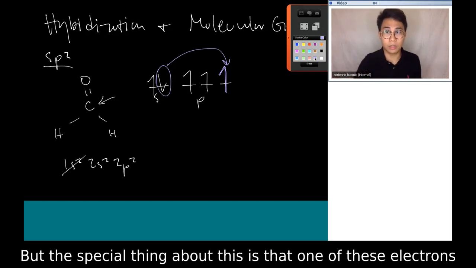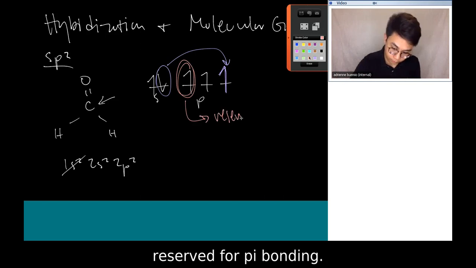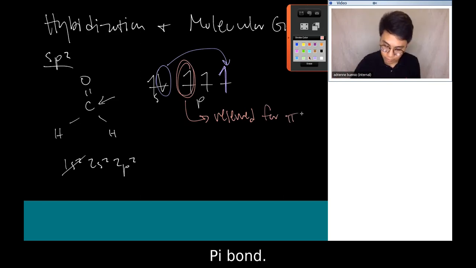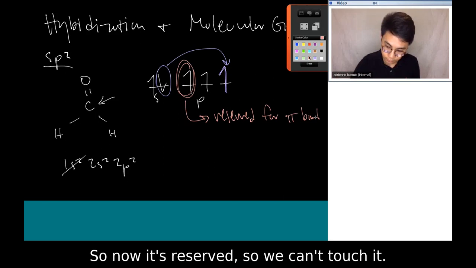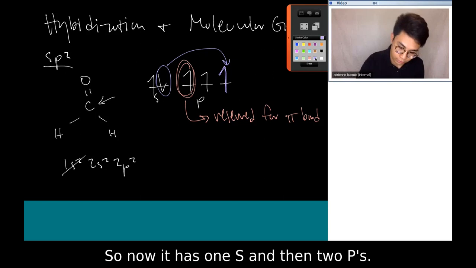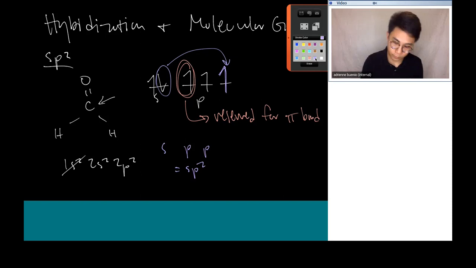But the special thing about this is that one of these electrons is reserved for pi bonding. So now it's reserved, right? So we can't touch it. So now it has one S and then two P's, sp2, right?